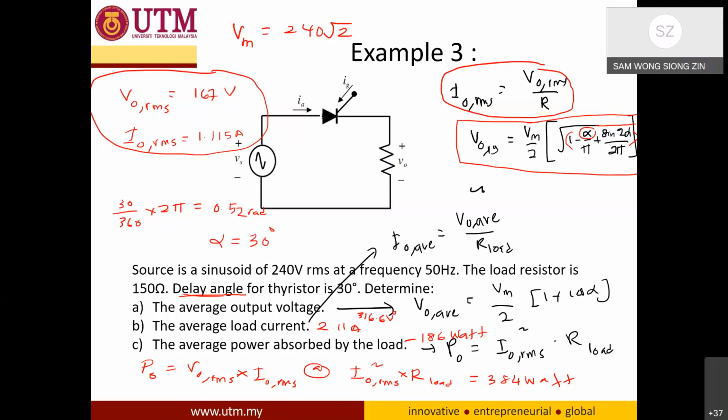Sine 60 over 2 over pi, plus 1.52 over pi.